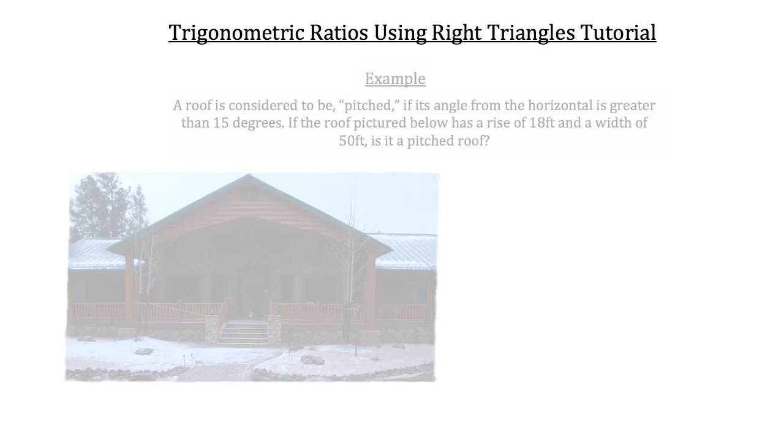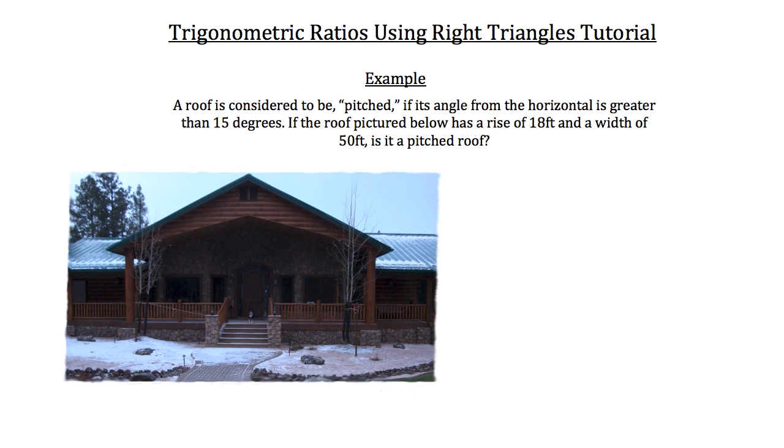Alright, so in this construction problem, it says that a roof is considered to be pitched if its angle from the horizontal is greater than 15 degrees. If the roof pictured below has a rise of 18 feet and a width of 50 feet, is it a pitched roof? So let's start by plugging in what we know. We know that the width, indicated here in green, has a length of 50 feet. And we also know that the height here has a length of 18 feet.